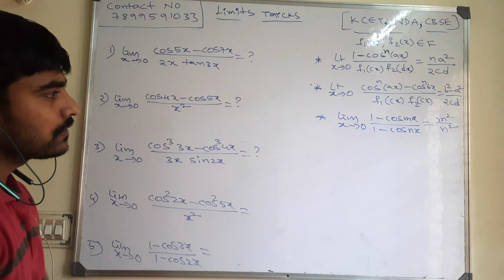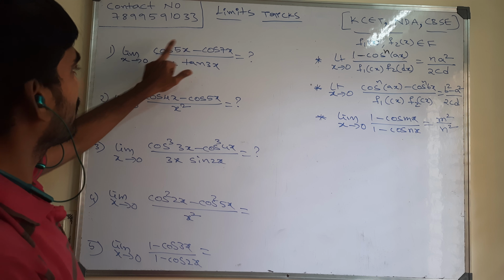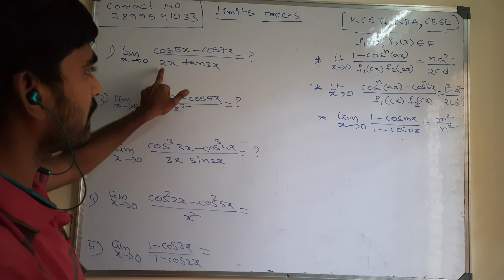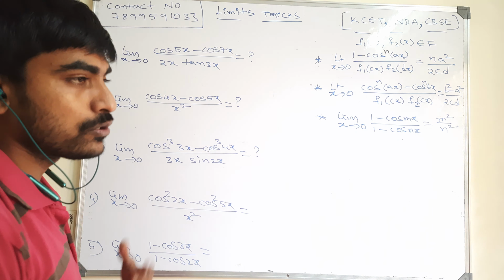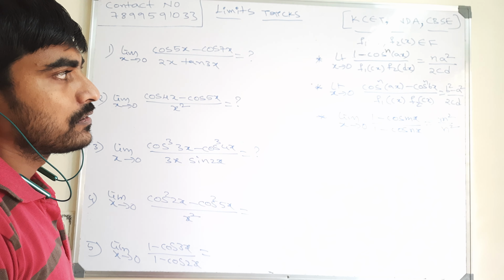This is the next trick. You can observe here: limit x tends to 0, (cos 5x minus cos 7x) divided by 2x into tan 3x. How to do? Okay, it's very easy. So you observe the trick here.